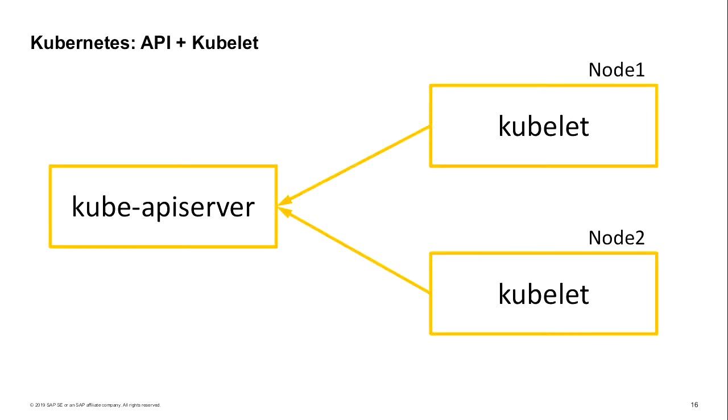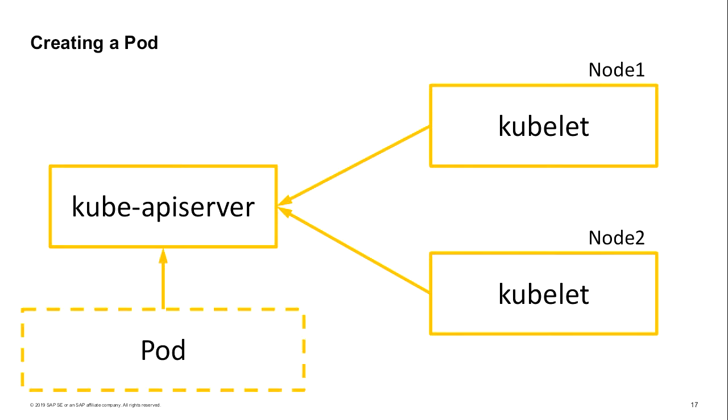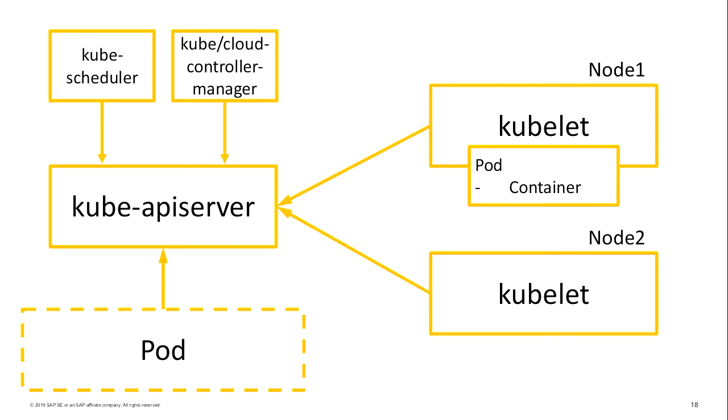So if you learn Kubernetes, you will learn that there's a Kubernetes API server and that there are kubelets. And if you want to schedule a pod, there are 2 additional controllers, the kube scheduler and the cloud controller manager and so on. And the pod gets scheduled to a kubelet, and then the needful is done by the node number 1 in this case.